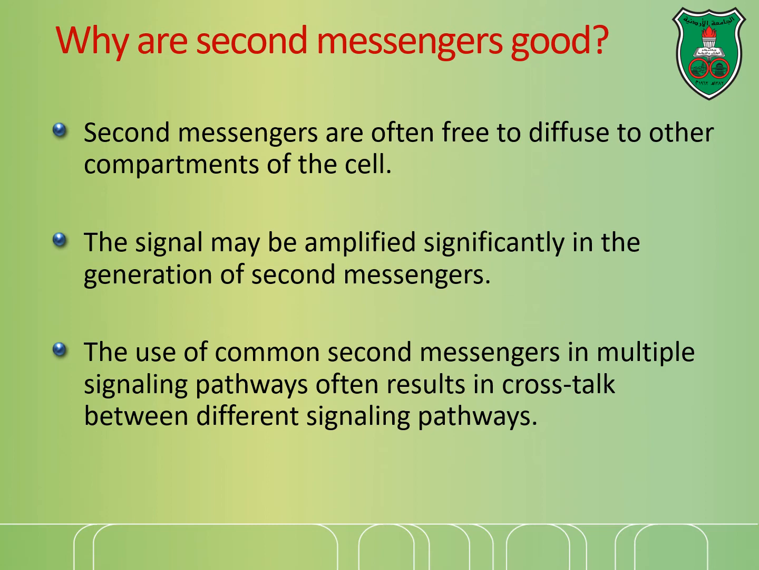Now the signal can also be amplified. So activation of one adenylyl cyclase enzyme can result in the production of thousands of cyclic AMP molecules. So you have amplification of the signal. The third reason is that these second messengers can be used in activating or, let's say, regulating several signaling pathways, resulting in what is known as crosstalk between these signaling pathways.